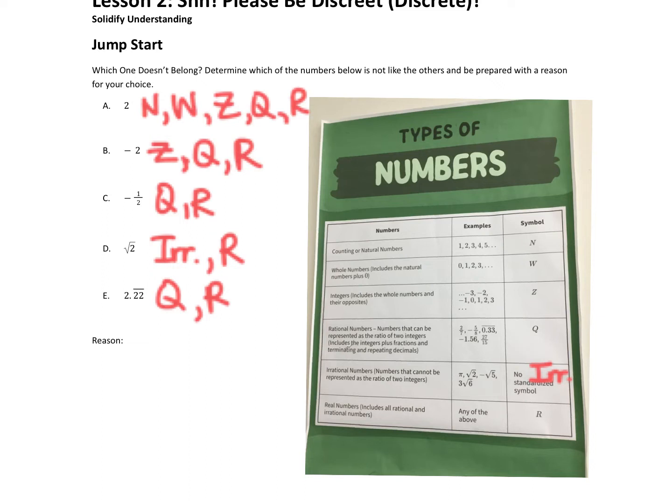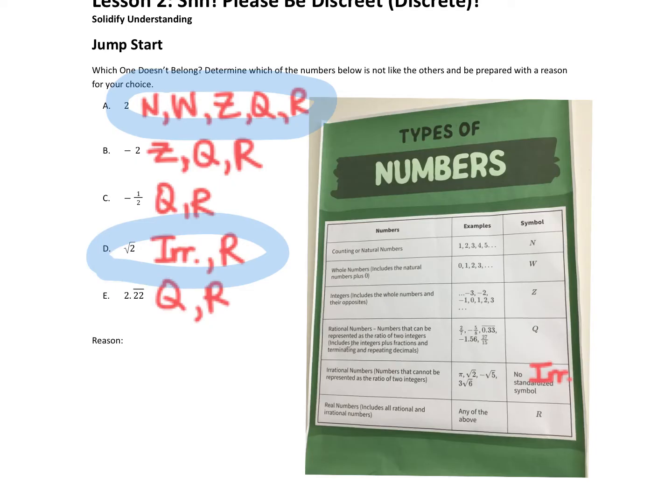So now let's look at this and decide which one does not belong. Just looking at this, immediately square root of 2 is the only one that's irrational. That one definitely doesn't belong. I could also have chosen positive 2. That's the only one that can be considered a natural or a whole number, and it belongs to 5 different types of numbers.